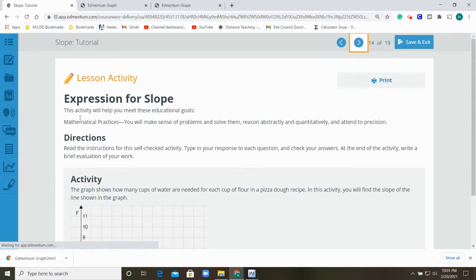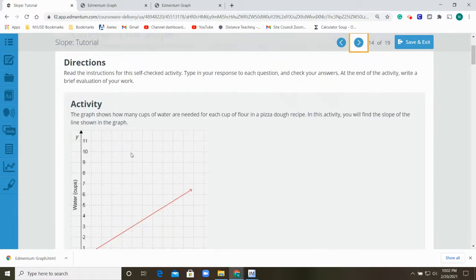Expression for slope. This activity will help you meet these educational goals. Mathematical practices: you will make sense of problems and solve them, reason abstractly and quantitatively, and attend to precision. Directions: read the instructions for this self-checked activity. Type in your response to each question and type your answers. At the end of the activity, write a brief evaluation of your work.